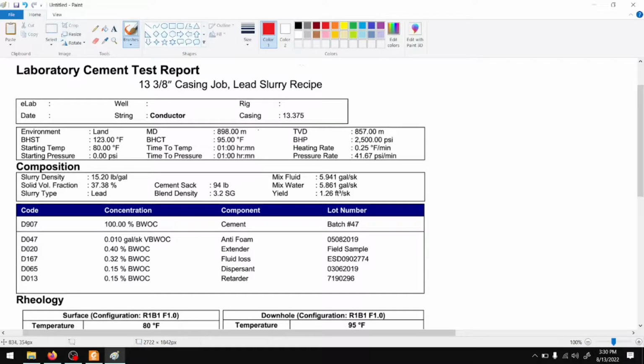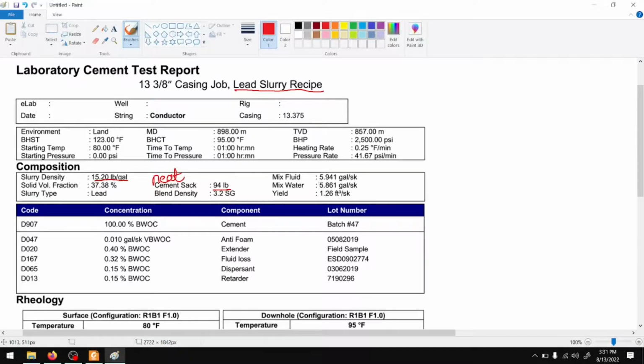The important stuff you need to know is, number one, what your slurry recipe is for. This one is for the lead slurry. We'll get into what a lead and tail slurry is later on. Secondly, you want to know your density. The density is 15.2 ppg, pounds per gallon. And the sack weight is 94, which basically means this is a neat cement slurry. They're not using a blend. Later on, we'll get into how you would do calculations for a blend.